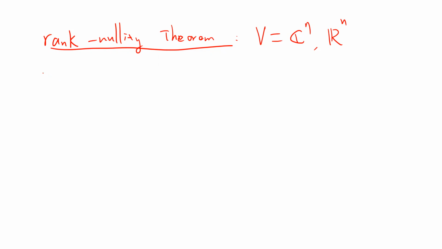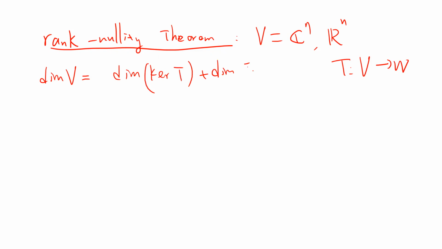So the result is basically that if V is finite dimensional and you have a linear transformation T from the vector space V to W, then the dimension of V equals the dimension of the kernel of T plus the dimension of the image of T.